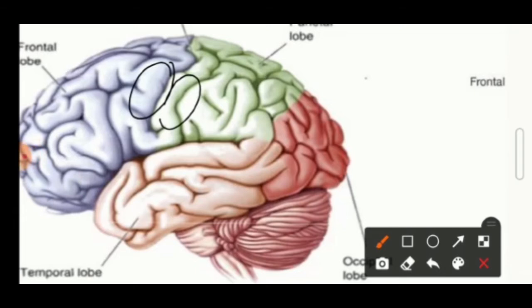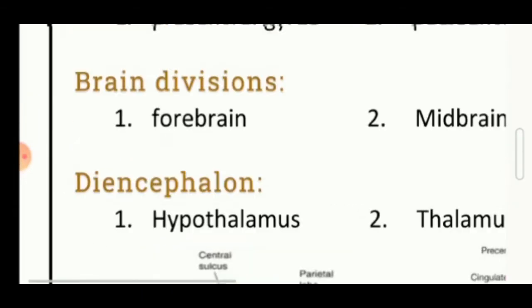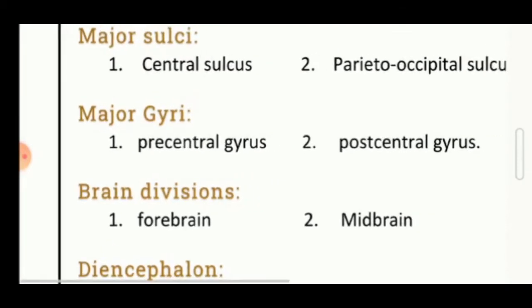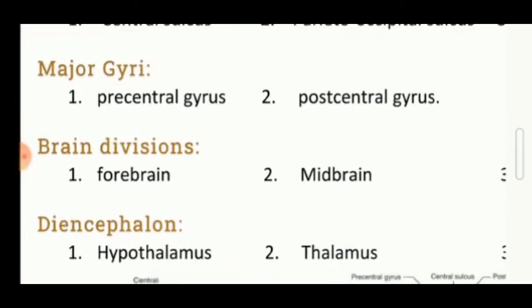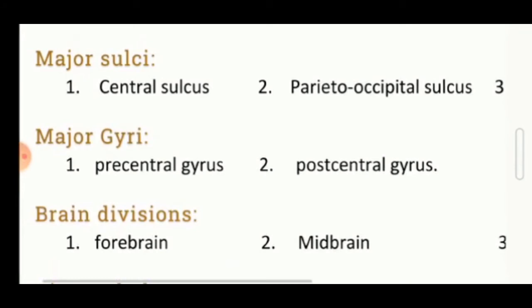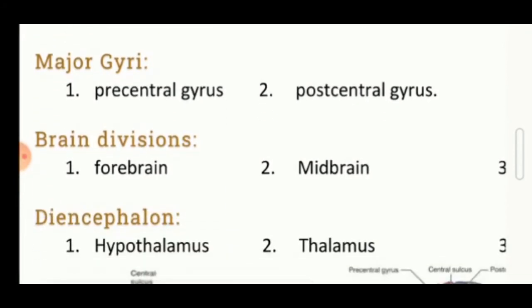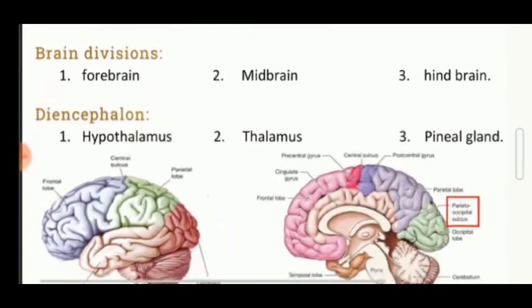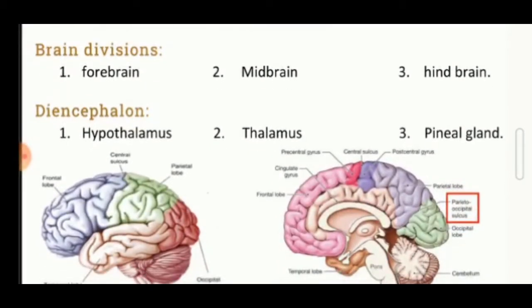The two major gyri are located in front and behind the central sulcus. So, pre- and post-central gyri are found around the central sulcus. The brain divisions. Actually, during development the brain was divided into 3 parts: fore, mid, and hind. Forebrain, midbrain, and hindbrain.